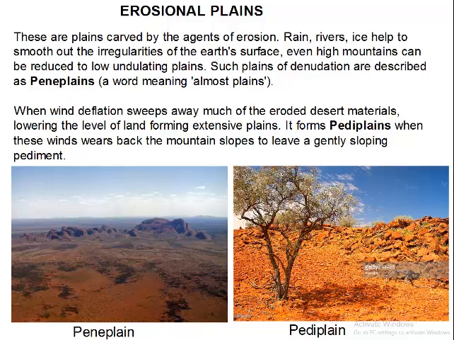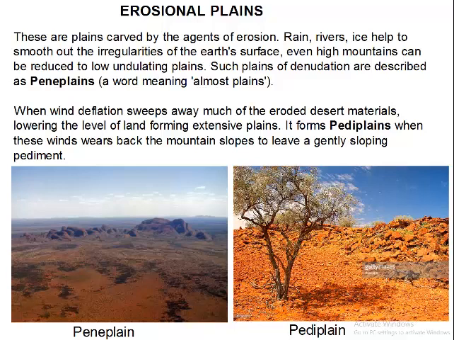Then we talked about the erosional plains. We said with erosional plains, they have two types. We have peneplains and pediplains. Peneplains are formed when rain, rivers, ice, or waves form an extensive area. And pediplains are formed when wind deflates or sweeps away much of the surface, causing an extensive lowland. It is known as pediplains.